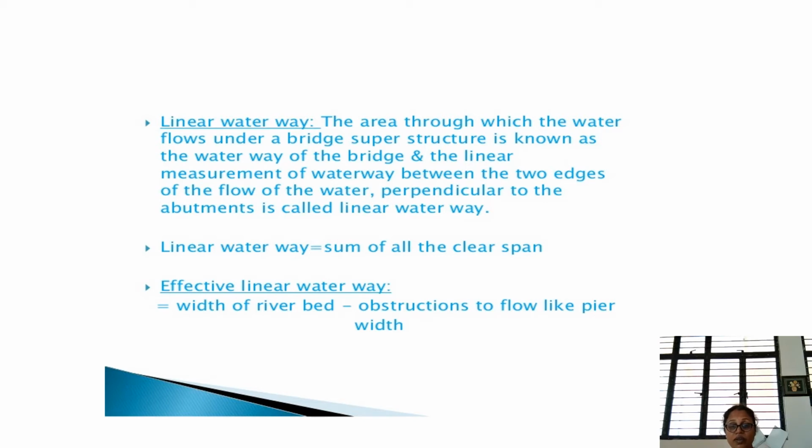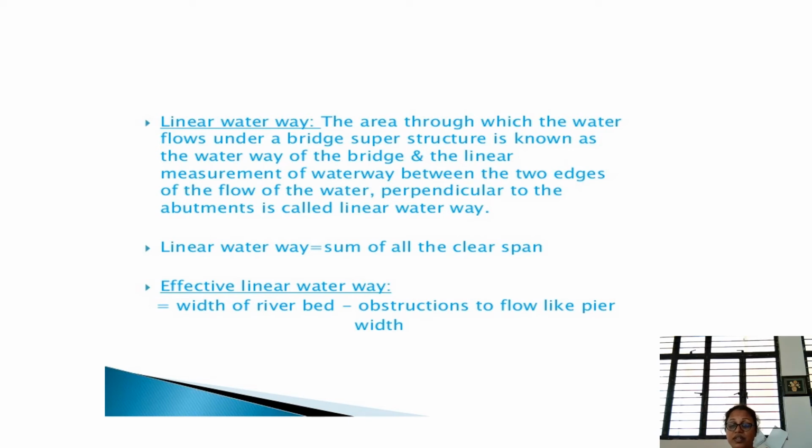linear waterway. So the area through which the water flows under a bridge superstructure is known as the waterway of the bridge, and the linear measurement of the waterway between the two edges of the flow of the water perpendicular to the abutments is called the linear waterway. So the linear waterway is the sum of the clear spans. Removing all the obstacles, whatever you get as the clear span will be the length of the waterway.